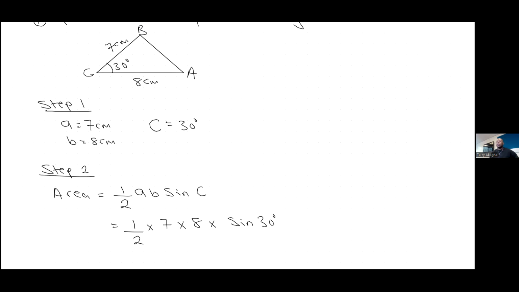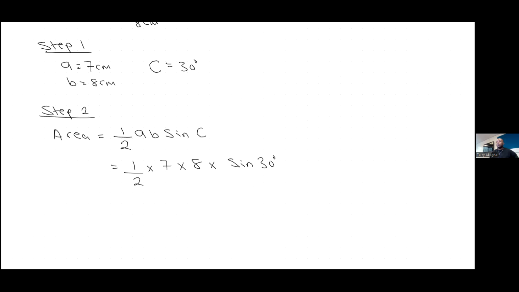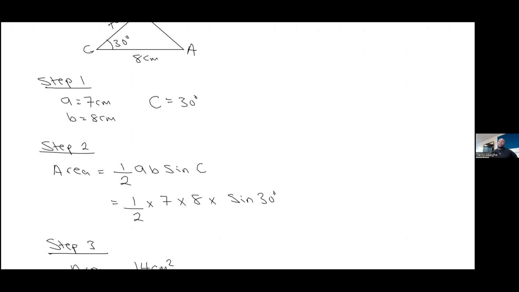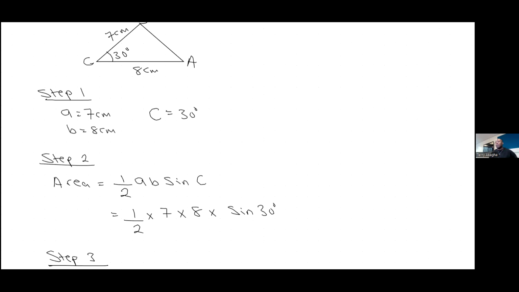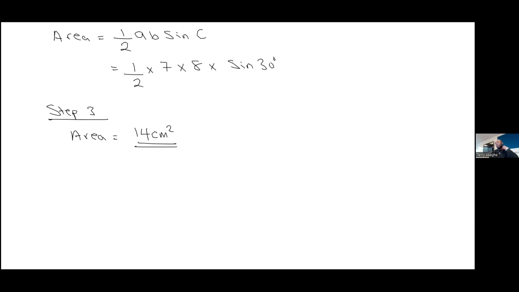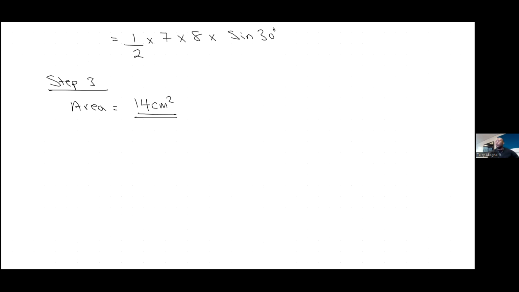Then step 3, we simplify. When you press your calculator for that, the answer you should get is 14 centimeter. Because it's an area, it's going to be 14 centimeter squared. All right, so let's go to the next part. Basically, you'll find the area using the formula 1/2 AB sine C. All right, so good. Number 2, let's go to the next one.